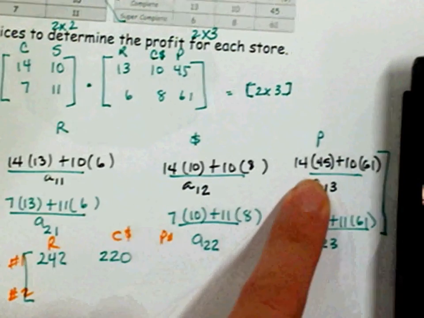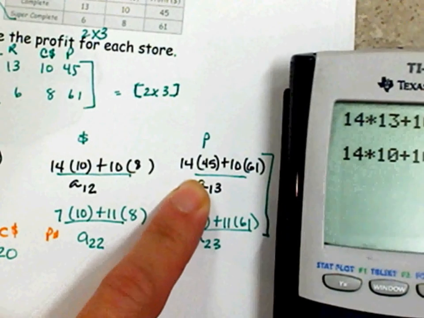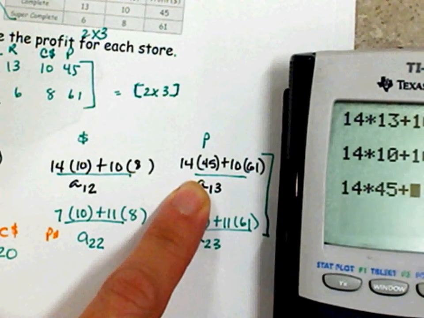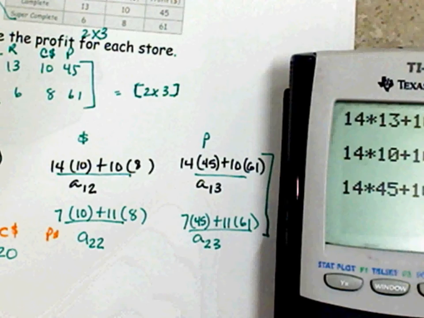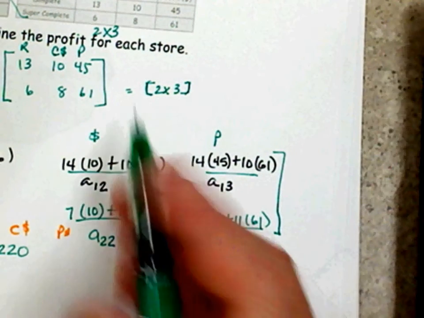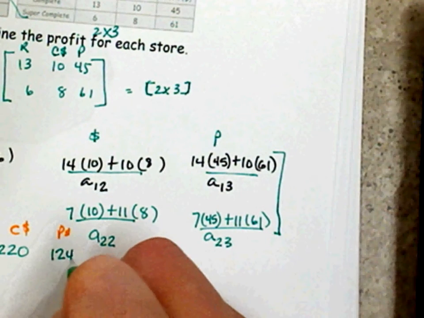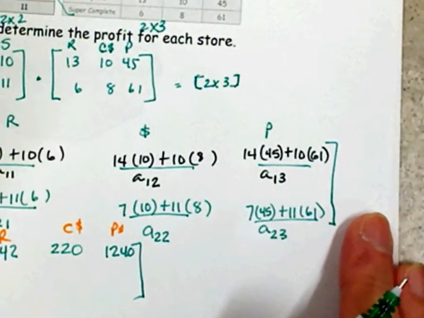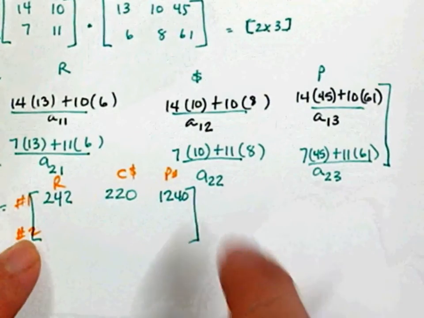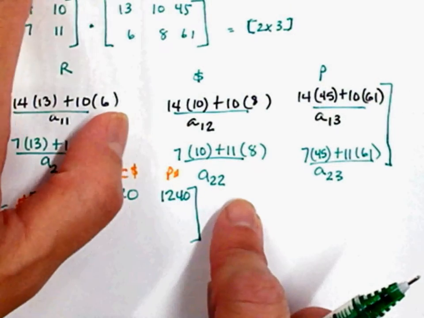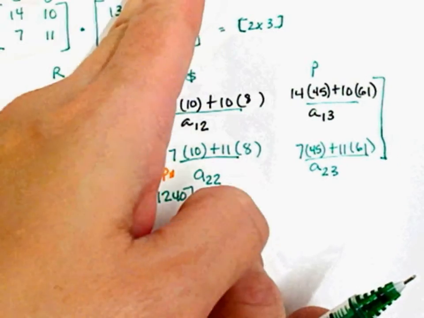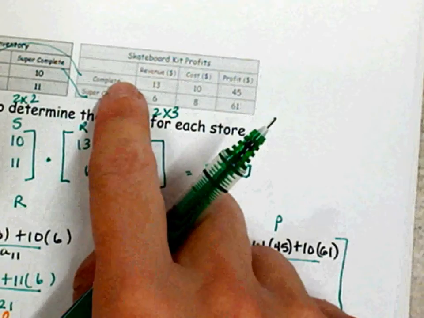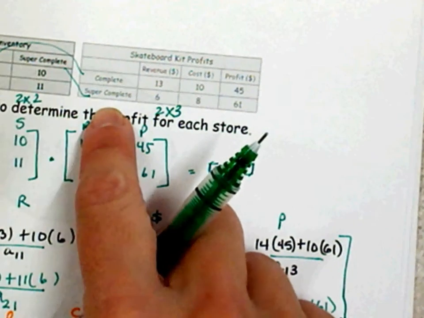Let's look at the profit. How would you do the profit? 14 times 45 plus 10 times 61. You're going to make $1,240. See that? Okay? And that's how you figure that out. These two have to come out. Sometimes you might have to turn this around right here. Let's see how these two matched up. And that's what you're trying to put together.